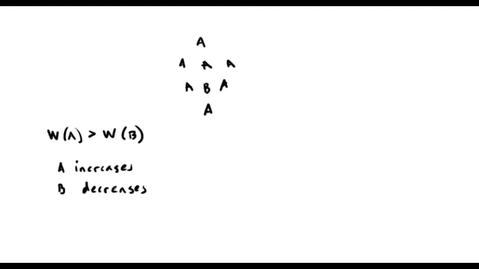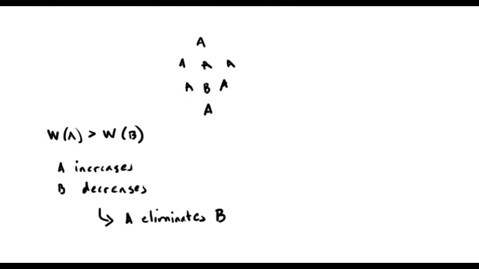And unless conditions change, we would expect A to continue to have a fitness advantage and B will continue to have a fitness disadvantage. And this will lead to the fixation of A as the only strategy in the population. In other words, driving B to local extinction.